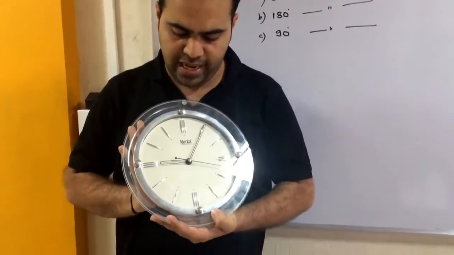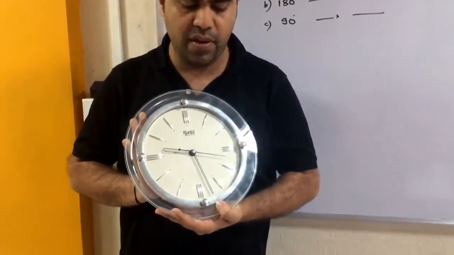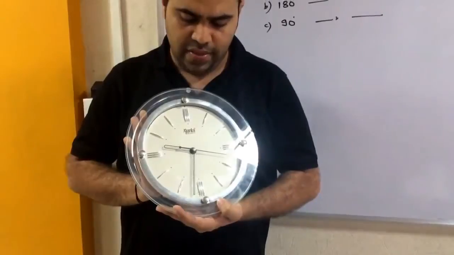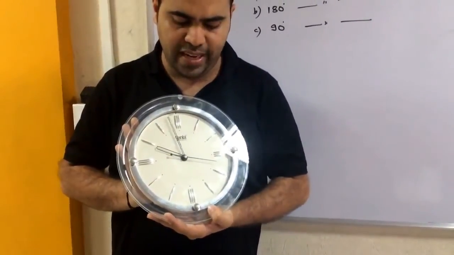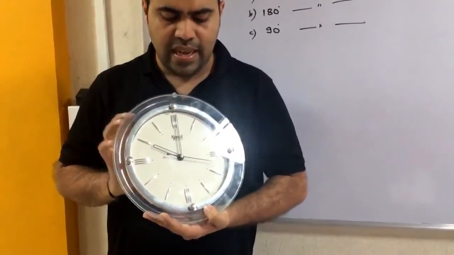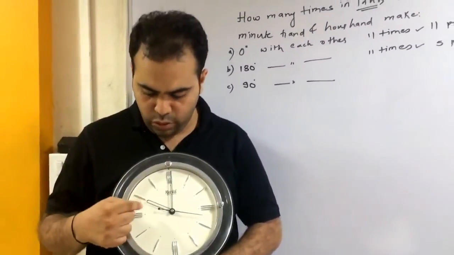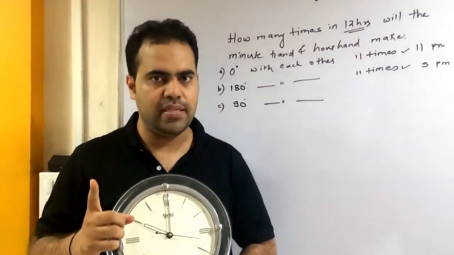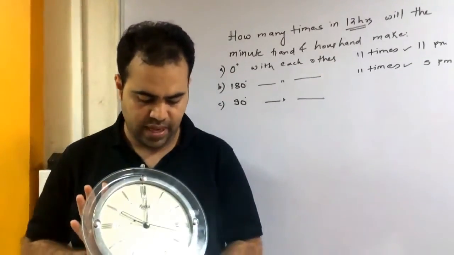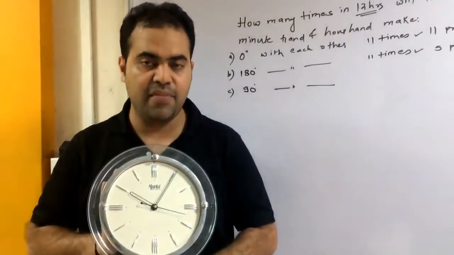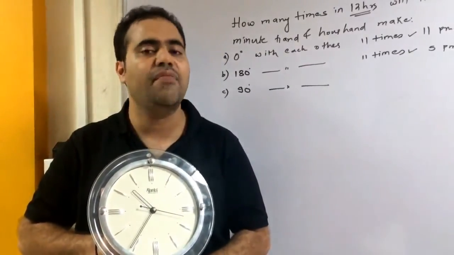Let's see what happens between 9 and 10. Between 9 and 10 we can see again there is a 90 degree somewhere here, right? Then again between 9 and 10 there will be no more 90 degrees. So what we can see is between 8 to 9, 90 degree angle is formed only once. Between 9 to 10, 90 degree angle is formed only once, and once when the time is sharp 9. Let's see what will happen between 10 and 11. There will be a 90 degree made somewhere around 10:05, and again a 90 degree made somewhere around 10:35 or so.